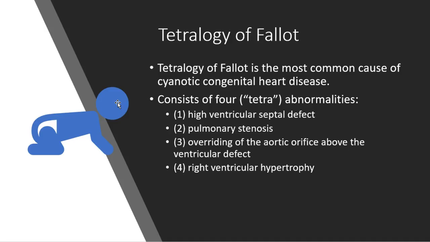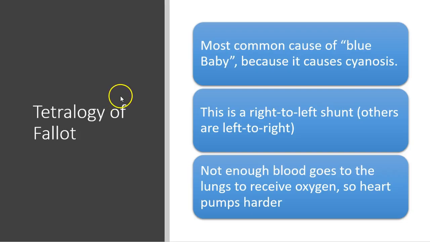All right, tetralogy of Fallot is the most common cause of cyanotic congenital heart disease. It consists of four abnormalities: a high ventricular septal defect, pulmonary stenosis, overriding of the aortic orifice above the ventricular defect, and right ventricular hypertrophy. So all four of those, tetra. It's the most common cause of blue babies, causing cyanosis. This is a right to left shunt; the others are left to right.